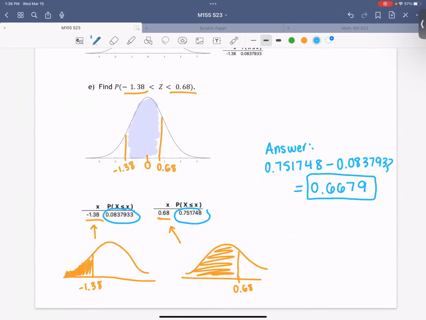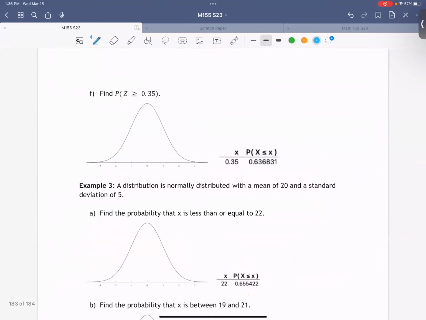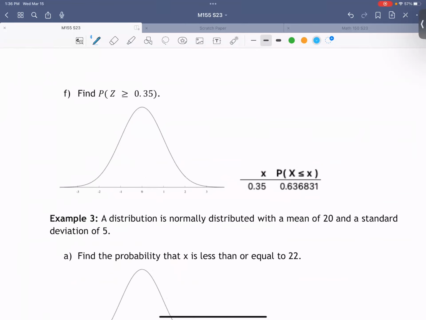All right. Let's flip our page over to part F. Let's say I want to find the probability that my z-score is greater than or equal to 0.35. Same thing. I'm given a z-score, so I know my mean is 0. I know that 0.35 as a z-score is probably around here. That's probably not that accurate, but it's close enough.